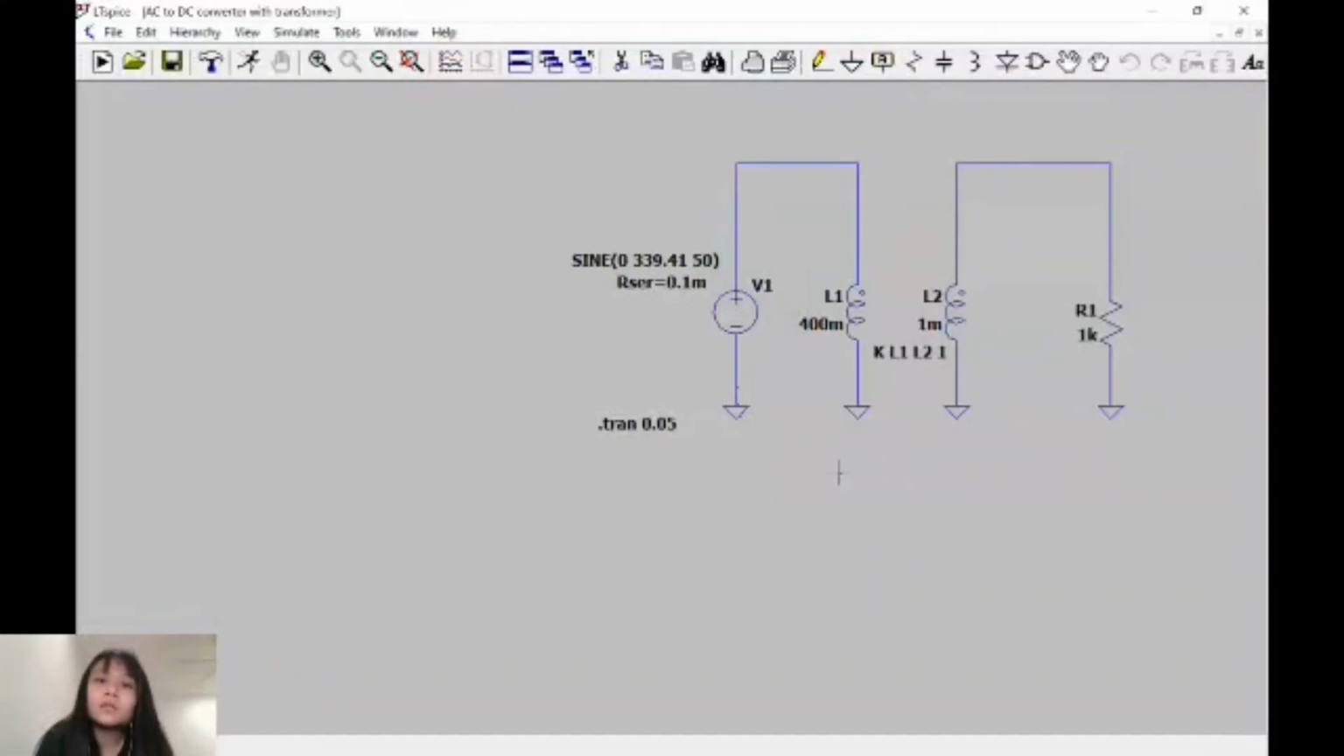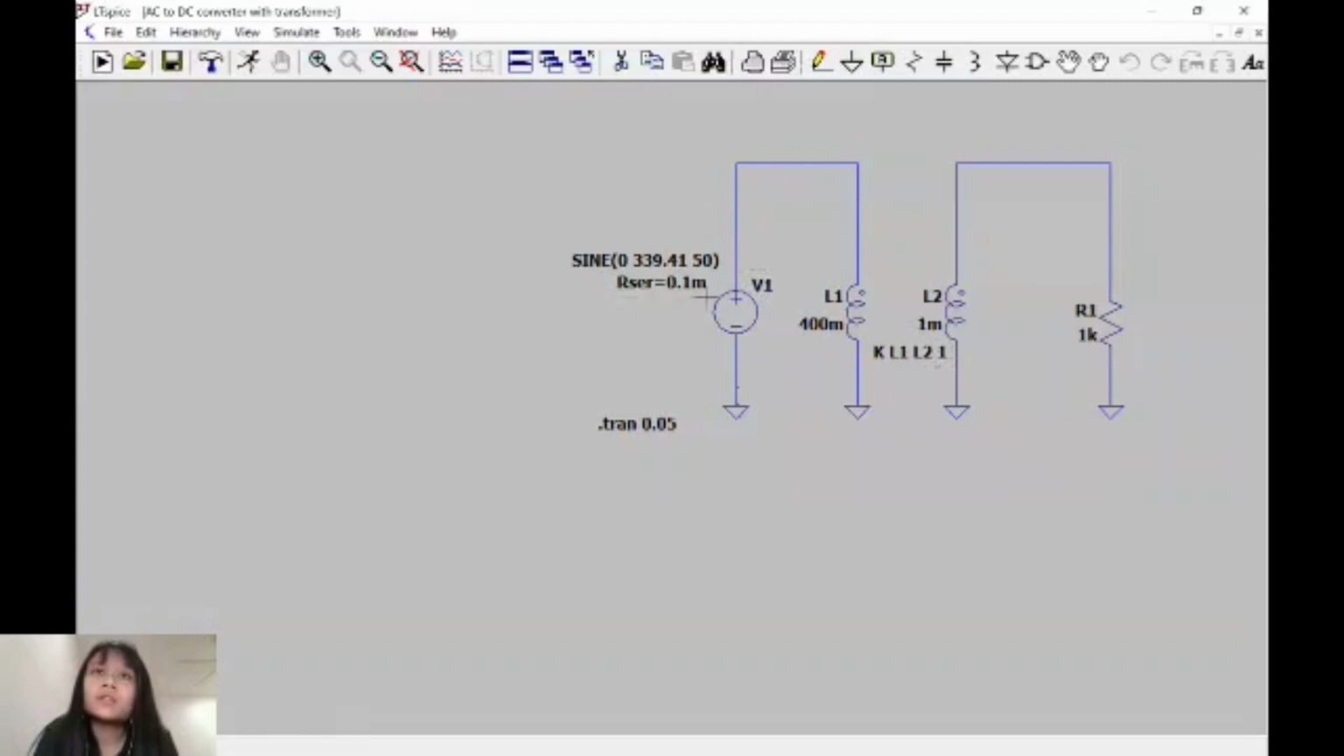The transformer is not available in the LTspice gallery. However, we can easily model two inductors as a transformer by adding the directive statement K to couple the windings. In the syntax shown here, K is the directive statement, L1 and L2 are the primary and the secondary inductors, and the value of 1 here is the mutual coupling coefficient, to prevent any leakage of the inductance.